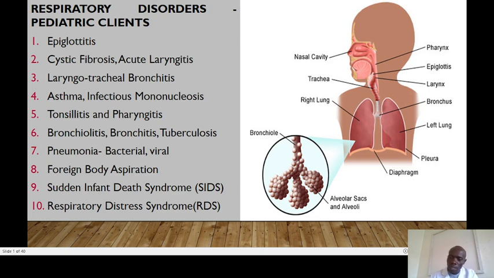So we have to know that the voice box is the larynx, the throat is also referred to as the pharynx, and the trachea is our windpipe, alright? So that we are not confused.